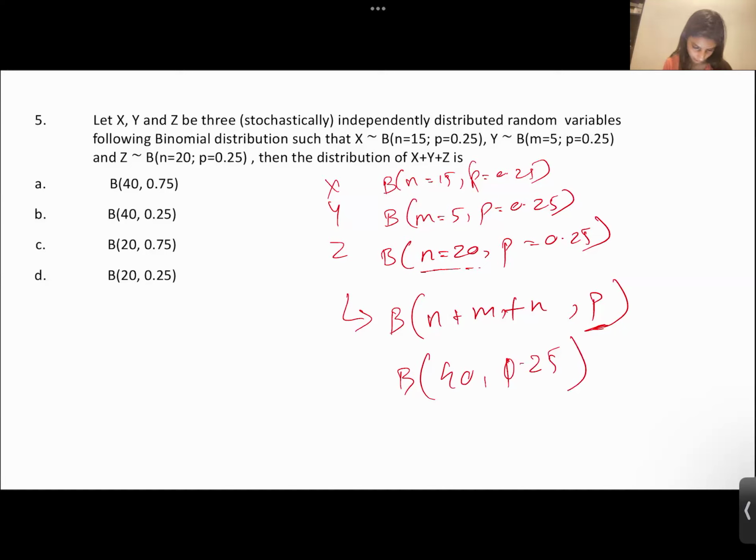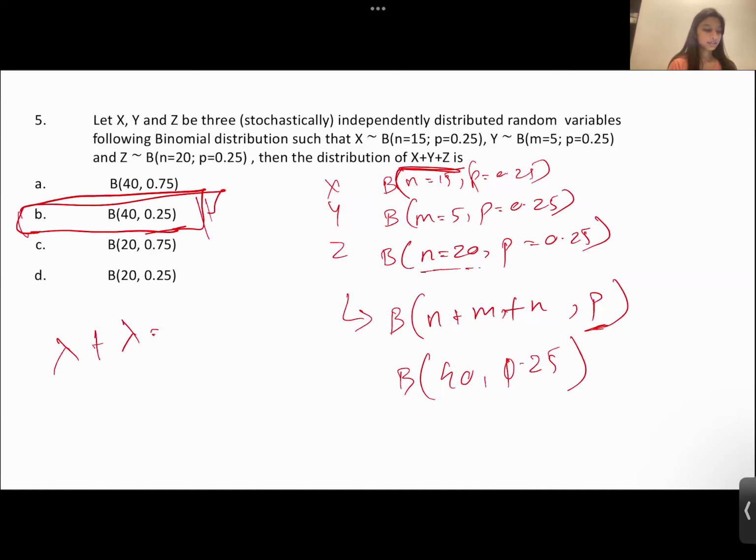So is that in the option? Yeah, this is option B. So that is your correct answer. There was nothing to solve here. It's just some theoretical knowledge that you need to have. Even in Poisson distribution, you saw that they are additive. The lambda is additive. So even binomial distribution is the same case. When you add three random variables following a binomial distribution, your new random variable will also follow a binomial distribution.